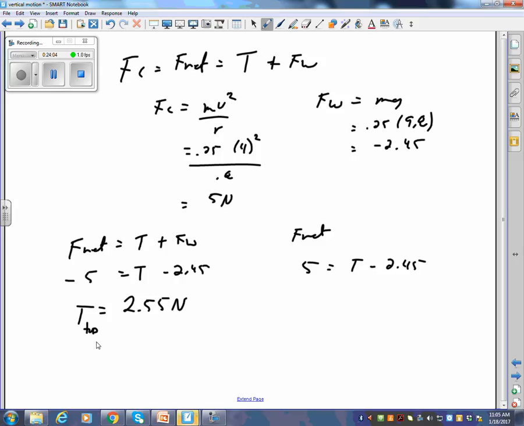The radius is 0.8, is it not? 7.45 newtons at the bottom. See, easy stuff, right? You guys can do this.